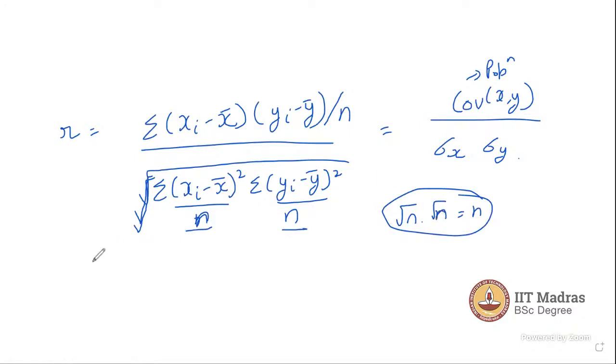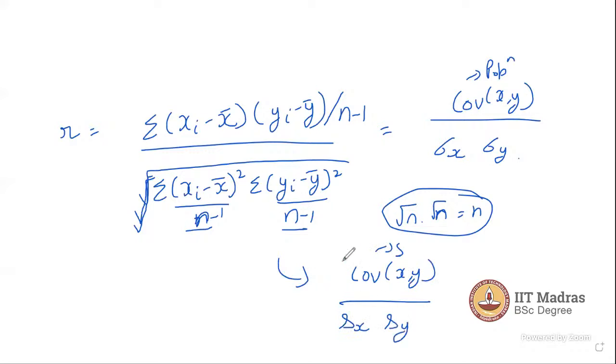If I divide it by n minus 1, then it will become sample covariance. Take it as sample covariance divided by sample standard deviation of x times sample standard deviation of y. You can find all three of them for population or all three of them for sample, and then solve.